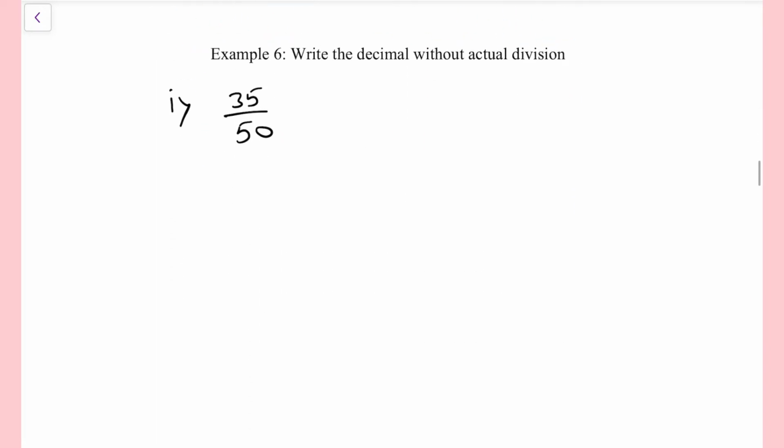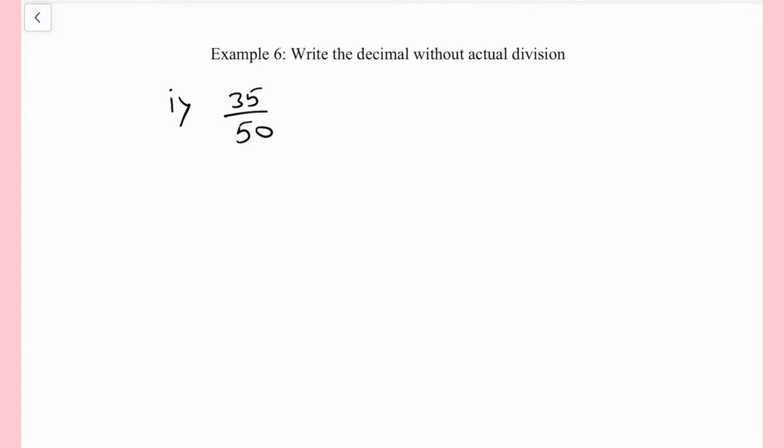Next, write the decimal without actual division. When is it possible to write the decimal without doing the actual division? If the denominator has the number 10 or 100 or 1000 or 10,000, 1 lakh, like this, with zeros in the denominator, then it will be very easy to write the decimal. So let us do that kind of problems now.